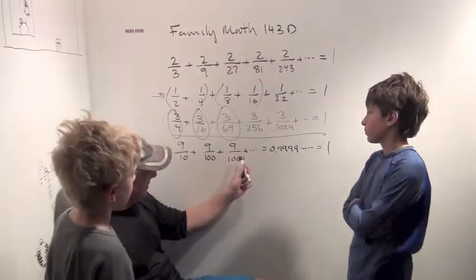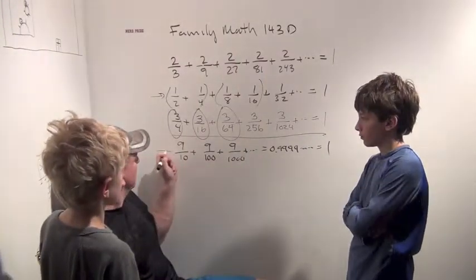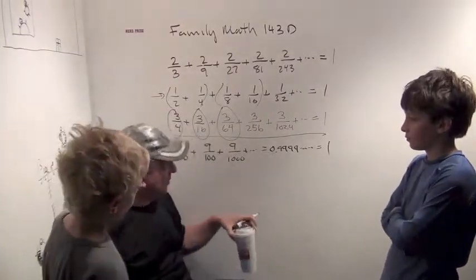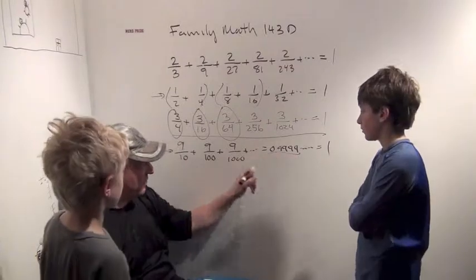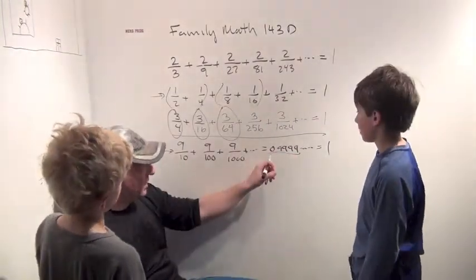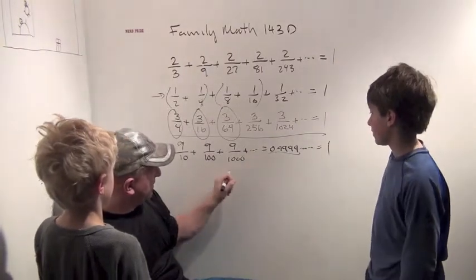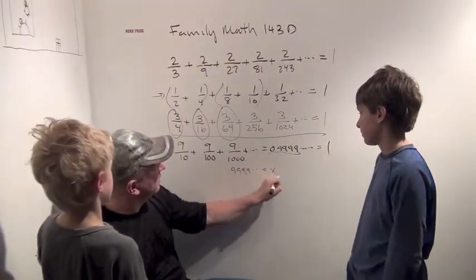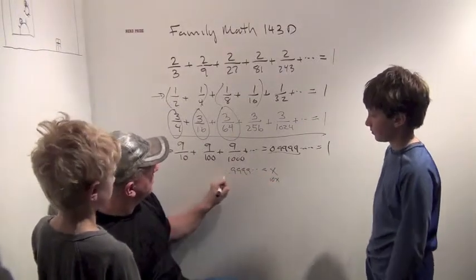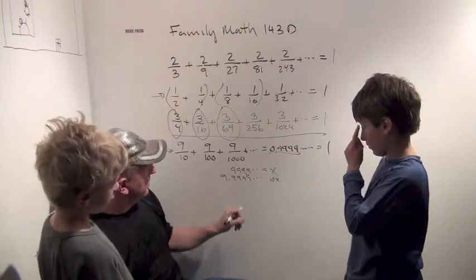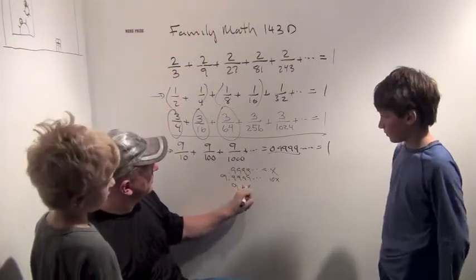And how do we know this? Well, we can put it into decimal form. Then we can multiply everything by 10 and subtract. If we say 0.9999 repeating equals x, then 10x equals 9.999 repeating. So we could say 9 plus x equals 10x.